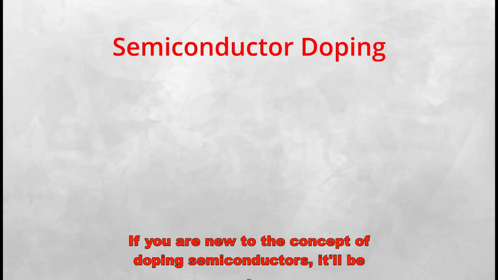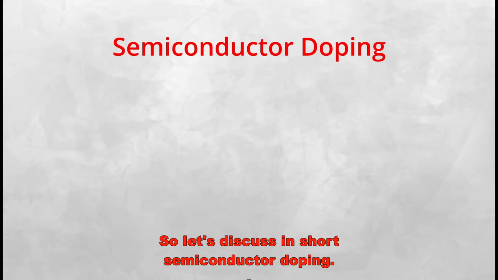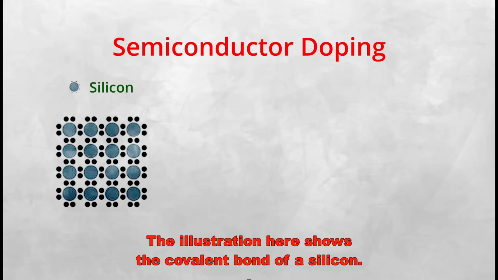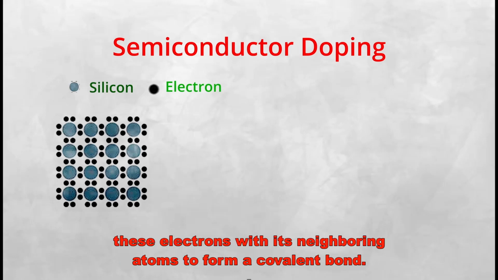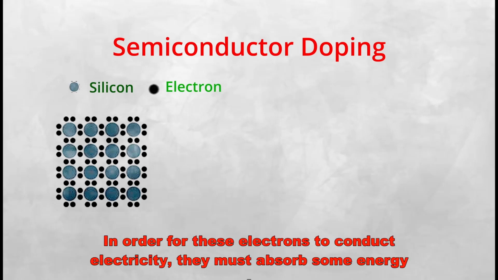If you are new to the concept of doping semiconductors, it will be hard to understand the working principle of a transistor. So let's discuss in short semiconductor doping. The illustration here shows the covalent bond of silicon. Silicon has 4 electrons in its valence shell, and it shares each of these electrons with its neighboring atom to form a covalent bond. In this condition, the electrons are in their valence bond.